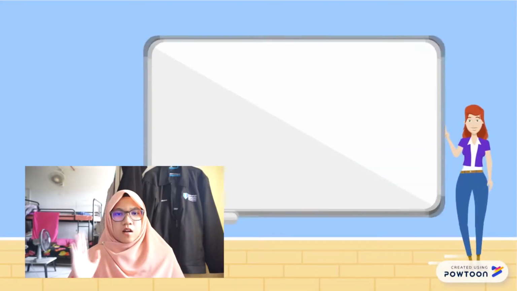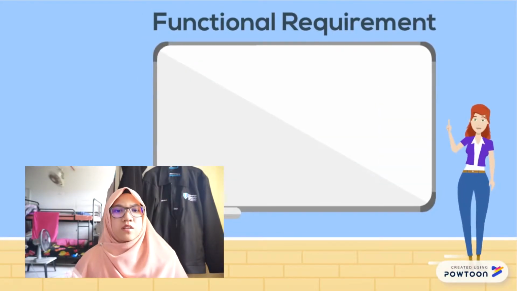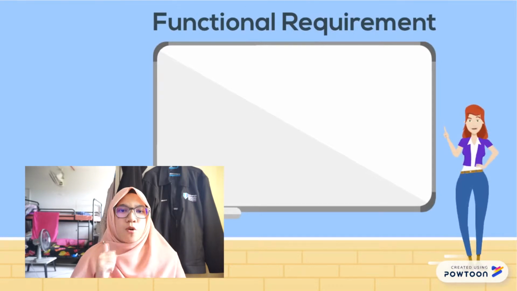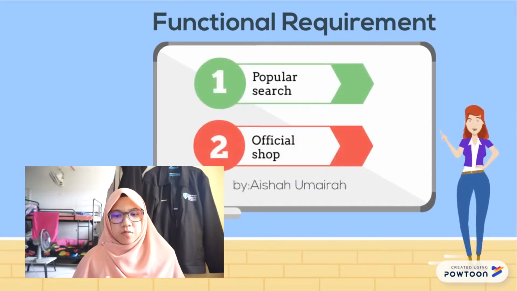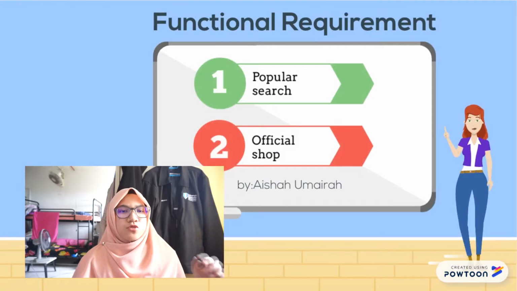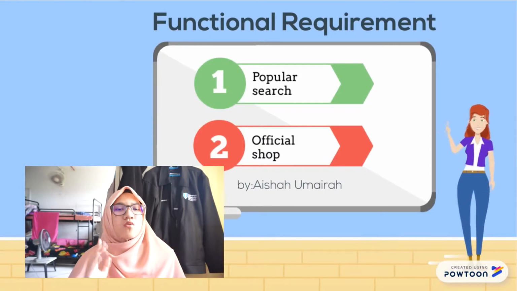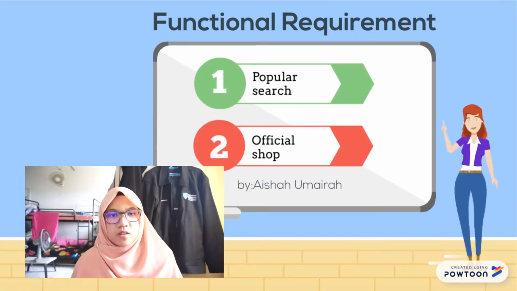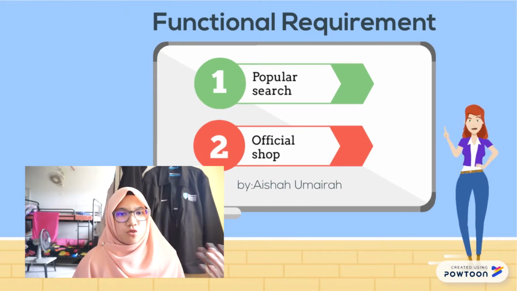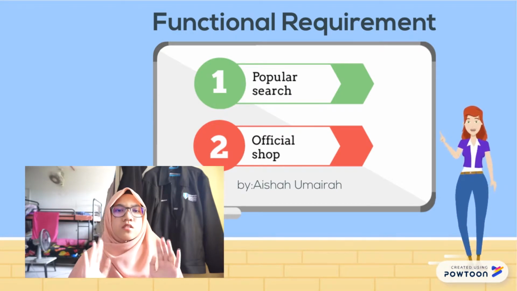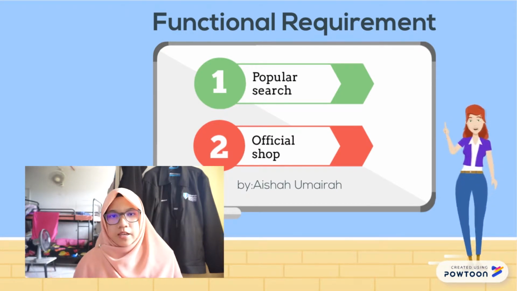Other than that, functional requirements that are found in Shopee are popular search and official shop. Popular search is a function to show customers which products have always been searched by others, and official shop shows which shop is official and trustworthy, so that customers know the product is not fake.